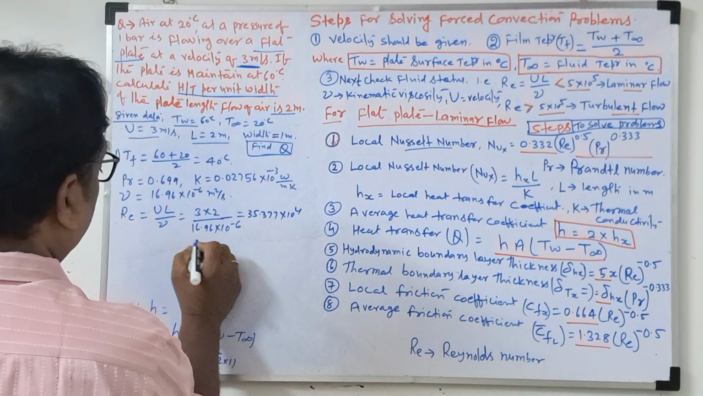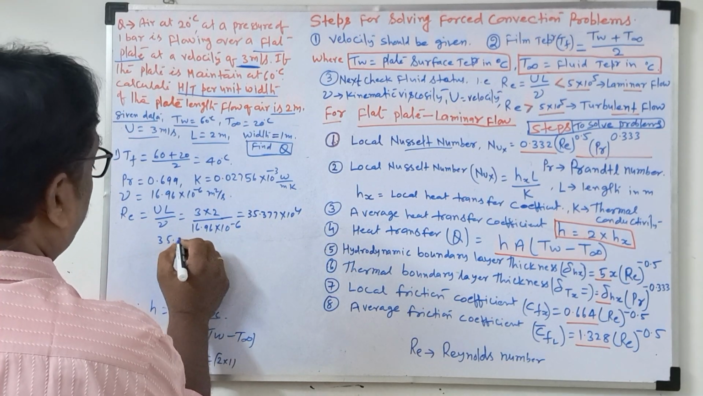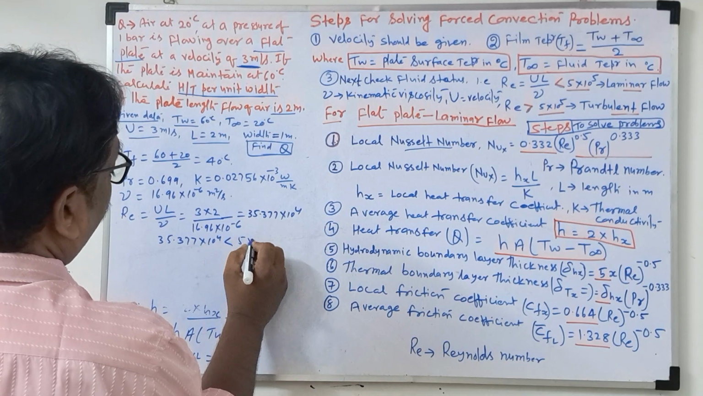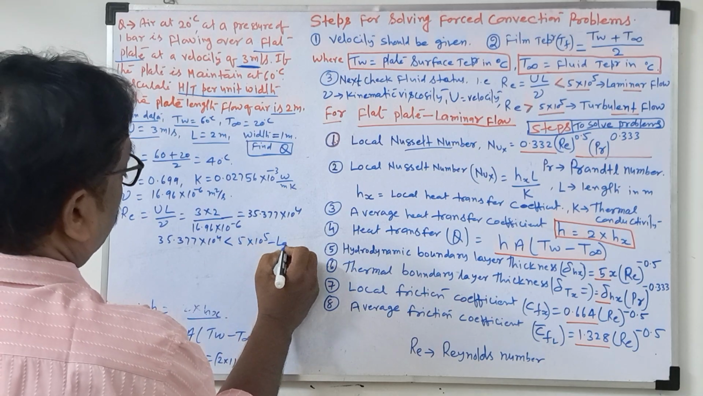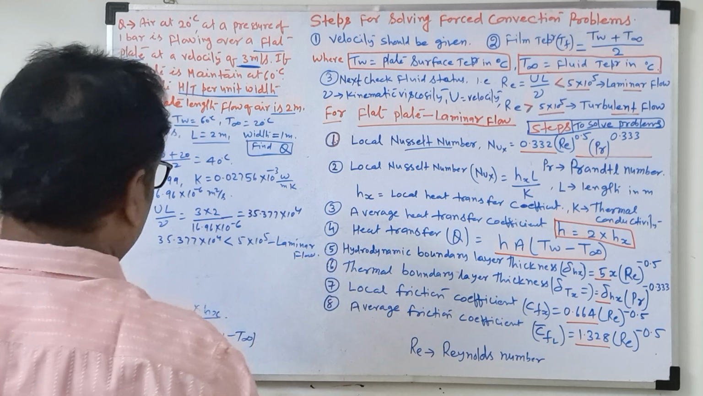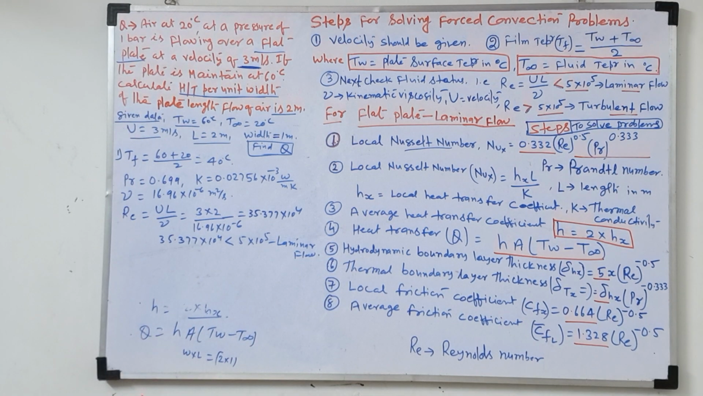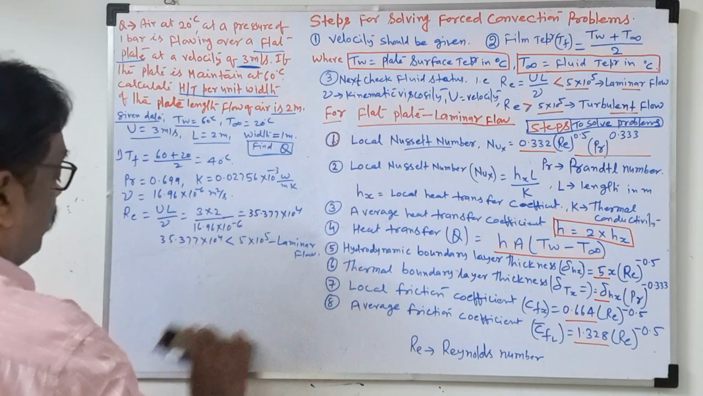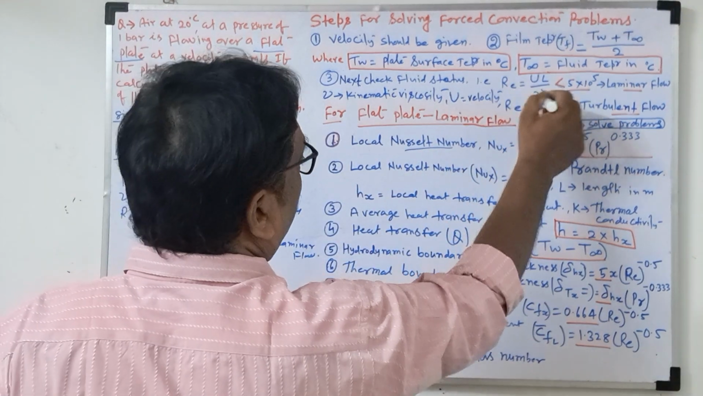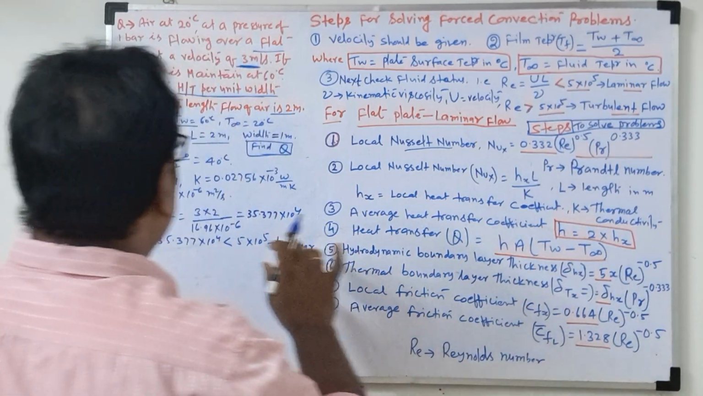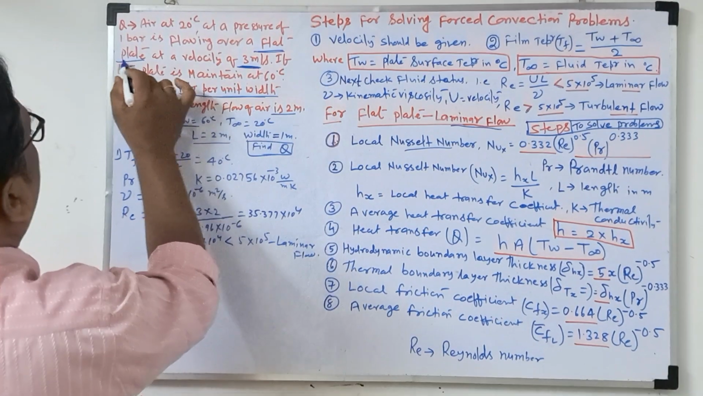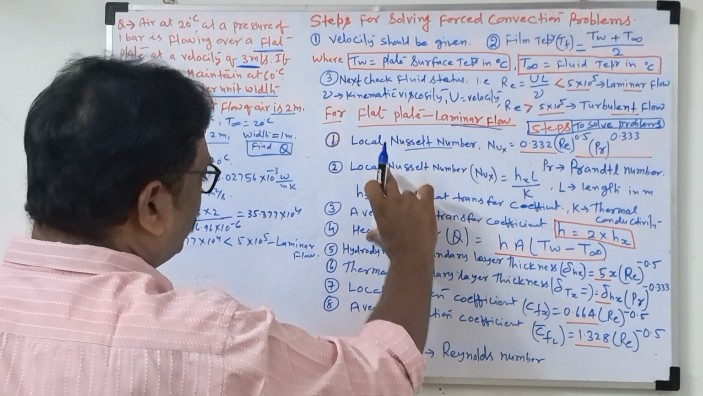This value, 35.377 into 10 power 4, is less than 5 into 10 power 5, which means it is laminar flow. So now I know it is laminar flow. For each and every problem, we have to do this work out, to find the status of the fluid, laminar or turbulent. Now once I know that it is laminar flow for the given flat plate, these are the steps 1, 2, 3, 4.